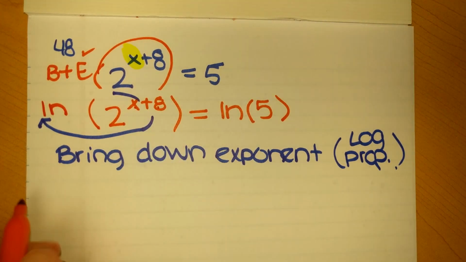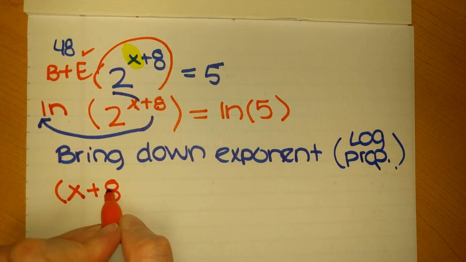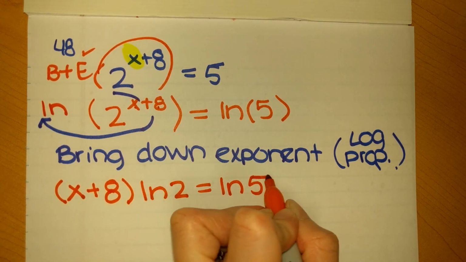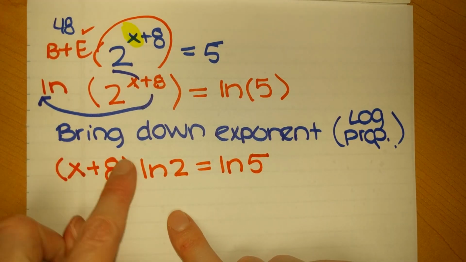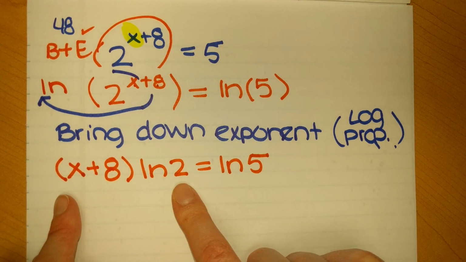Now, our exponent is 2 terms here, so we need to put parentheses around it. And then natural log of 2 equals natural log of 5. So all of that is our exponent. All of that is being brought down in front of the natural log of 2.